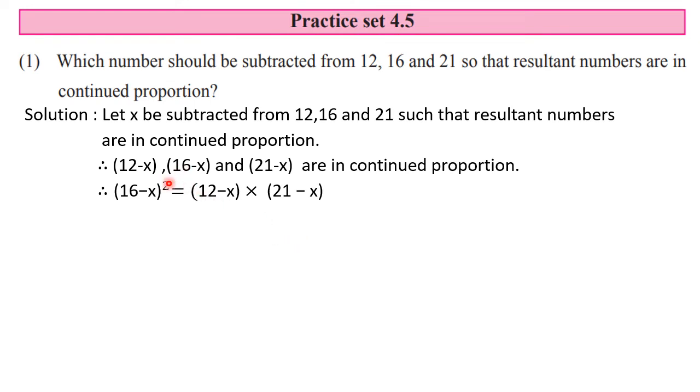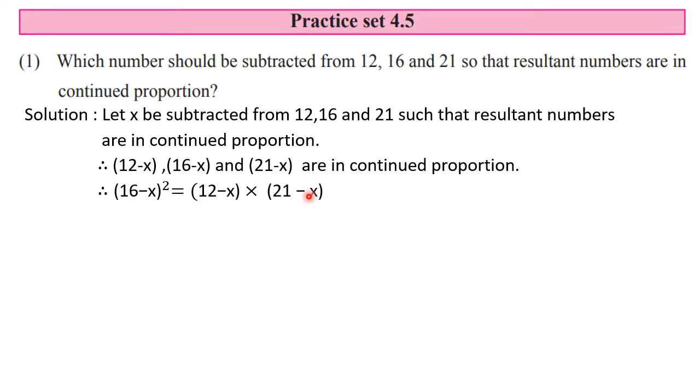So here I am writing mean proportional square. That means the middle number, its square. Write it in bracket. Don't forget to write in bracket, otherwise the meaning changes. So 16 minus x the whole square is equal to 12 minus x into 21 minus x. Now this bracket you will expand using the formula a minus b the whole square, that is a square minus 2ab plus b square.